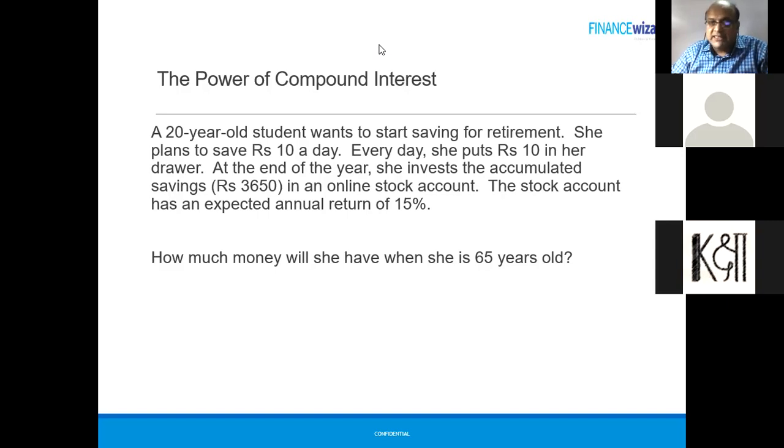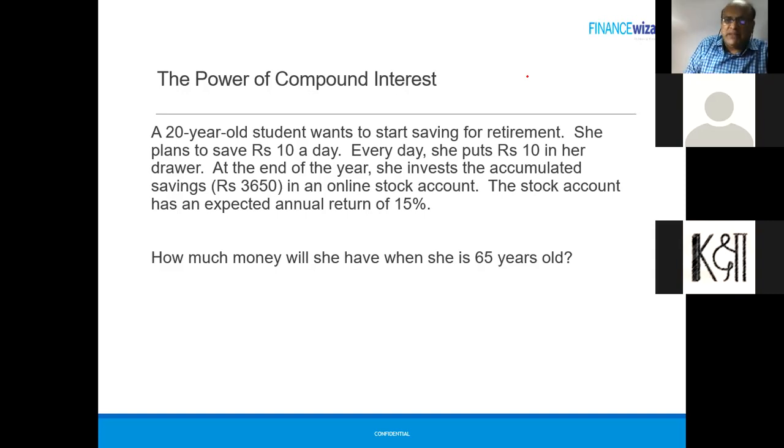So she is not investing daily. She is saving daily and investing at the end of the year. At the end of the year, she invests the accumulated savings, that is 3,650 rupees, in an online stock account. The stock account has an expected annual return of 15%. How much money will she have when she is 65 years old?